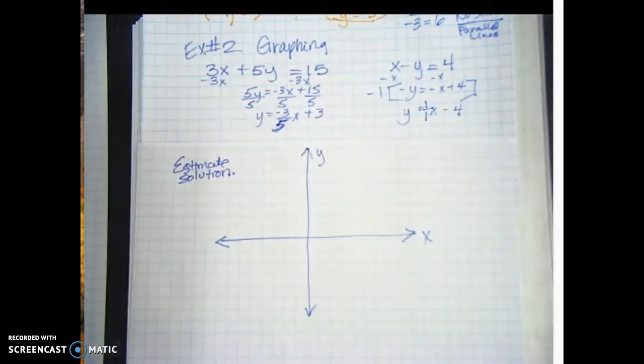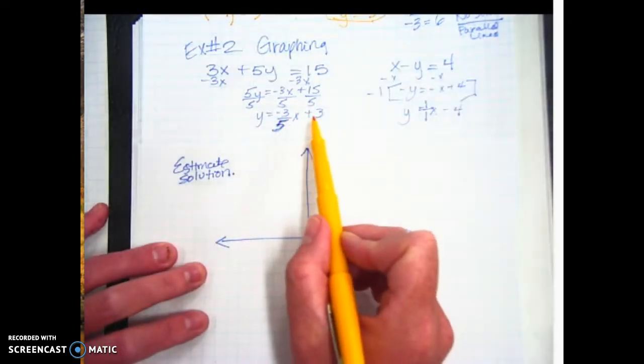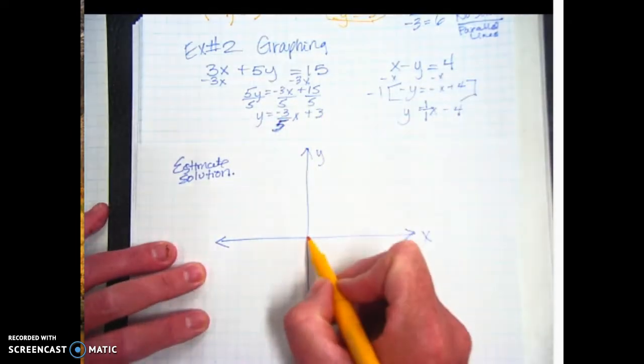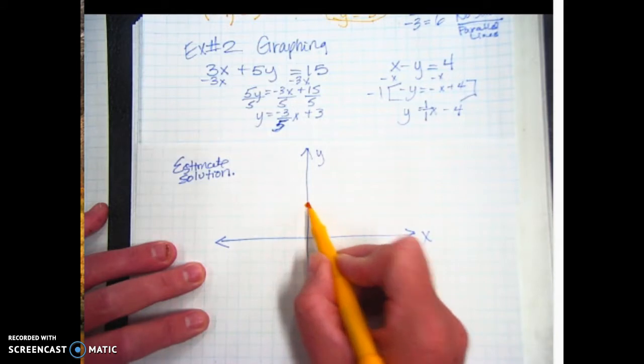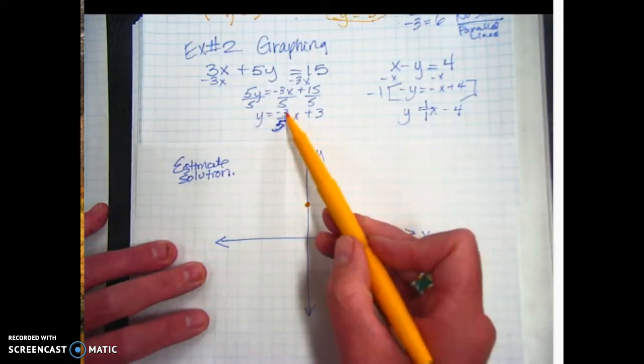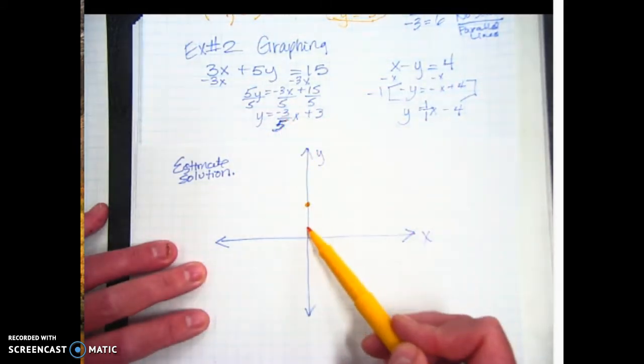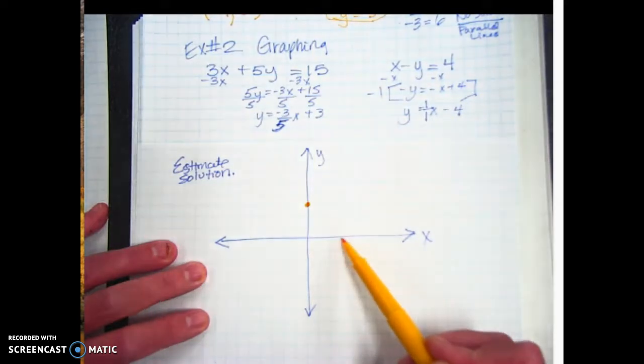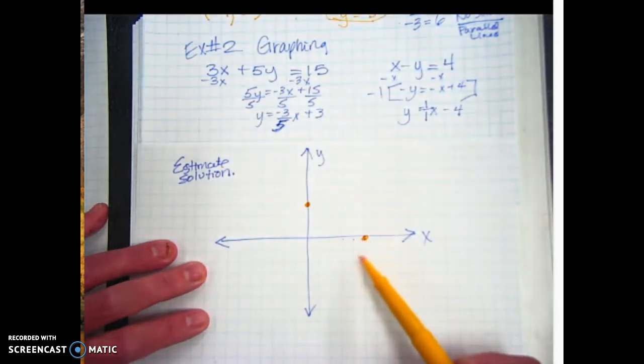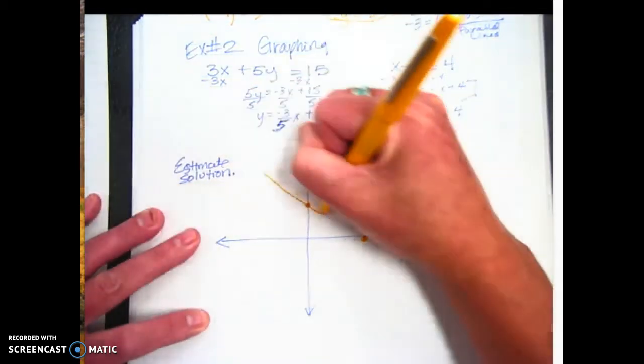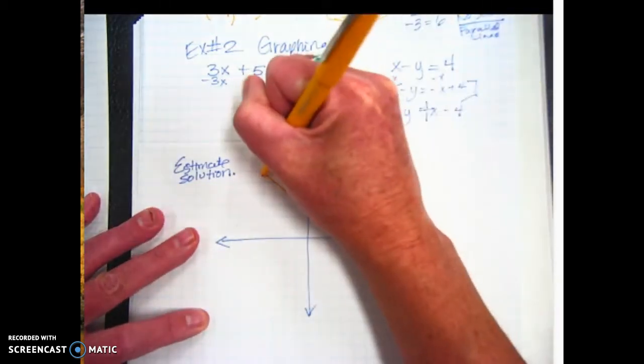Just know that's coming. All right, so the first one is going to cross the y-axis at positive 3. So up 1, 2, 3, put a point. And then the slope is negative 3/5. So down 1, 2, 3, over 1, 2, 3, 4, 5. So it's this line right here. There's your first line.